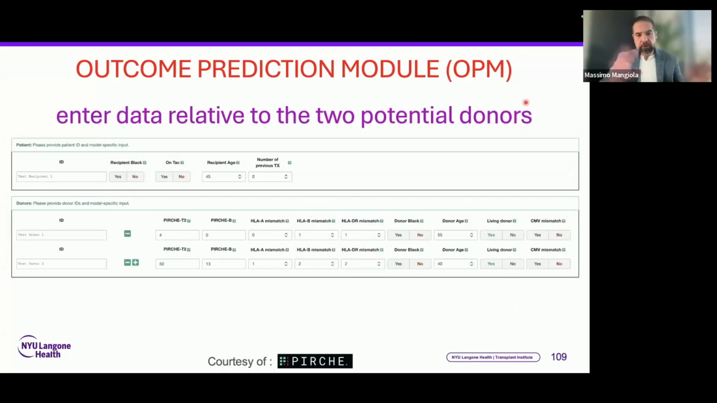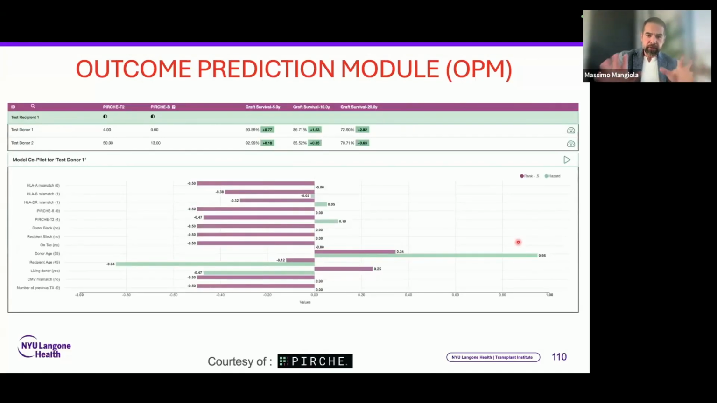So you go to the OPM module and you enter the characteristics of the recipient: Black, yes or no, intact, yes or no, age, number of transplants. And then you have the scores for the two potential donors, donor one, donor two, starting from PIRCHE II, PIRCHE T2, PIRCHE B, antigen-level mismatch, previous transplants, whether Black or not, age, and so forth. I mean, you enter parameters, right? And the module, the OPM, is going to spit out this report.